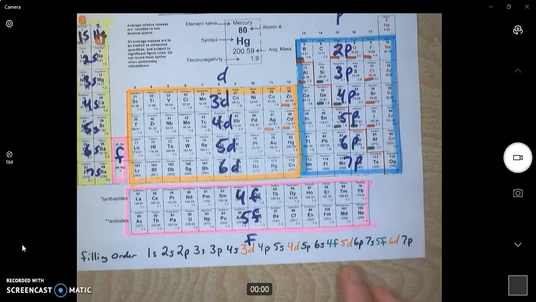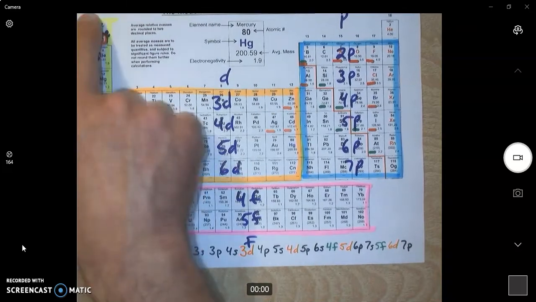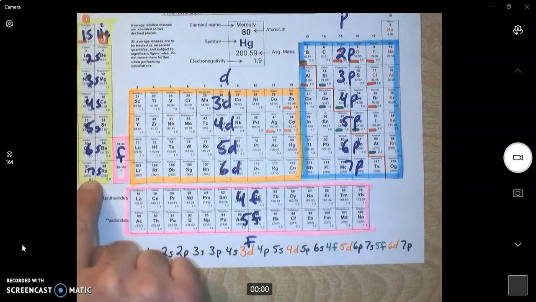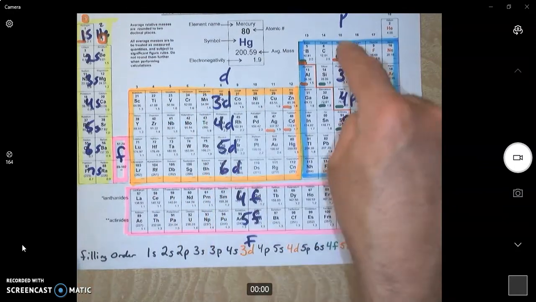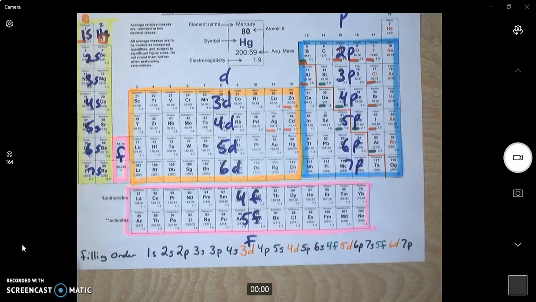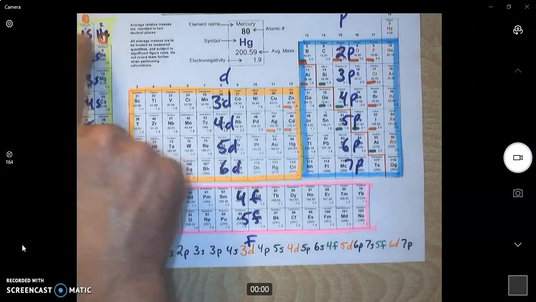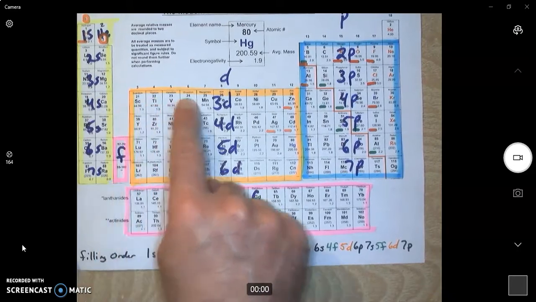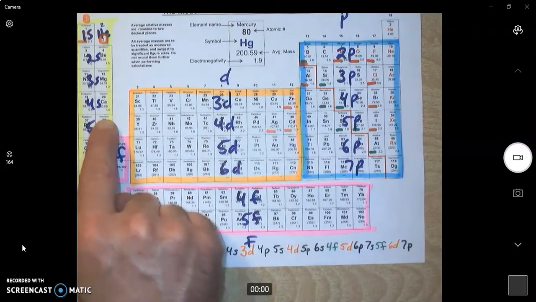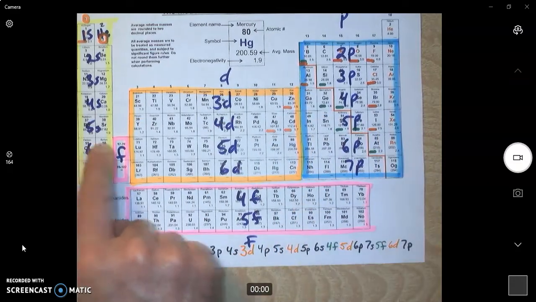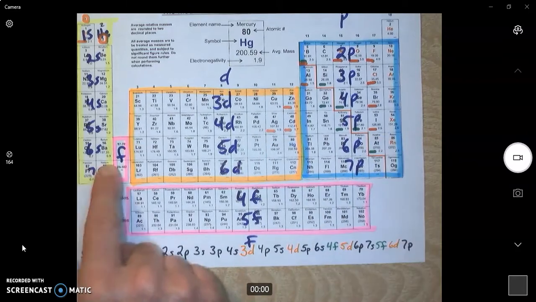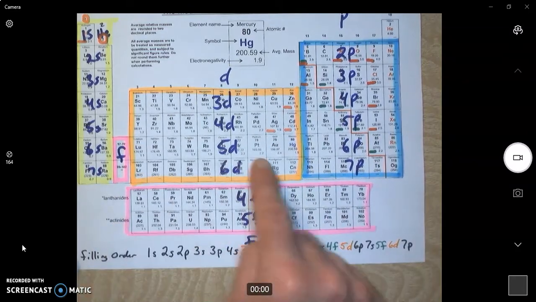And we did that by knowing our blocks, knowing that we go from 1s to 7s here, 3d to 6d here, 2p to 7p here, and 4f and 5f. If you follow the atomic number through the table, knowing 1s, 2s, 2p, 3s, 3p, 4s, 1 behind, 3d, 4p, 5s, 4d, 5p, 6s, 4f, 2 behind, 5d, 6p, 7s, 2 behind, 5f, 6d, and 7p.